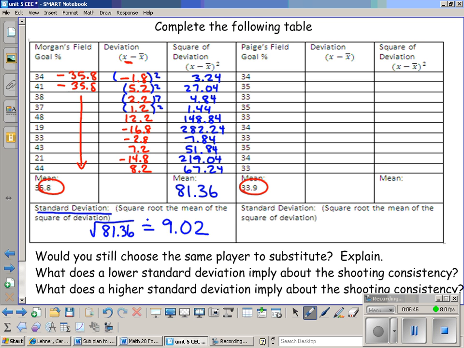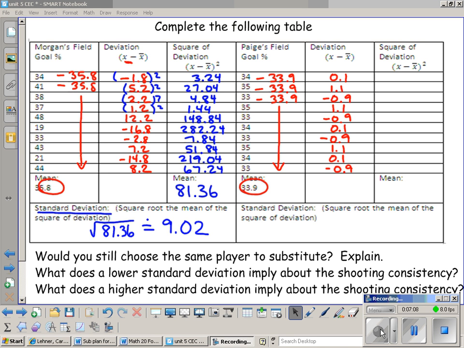Well, what does that mean? Well, let's first of all have a look at what Paige's is. So we're going to repeat this process. But in Paige's case, her mean was 33.9. So we're going to subtract 33.9 from each of these data values. So that's the first thing we are going to do.